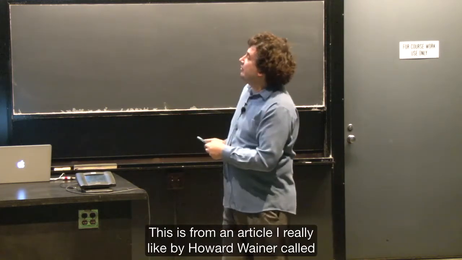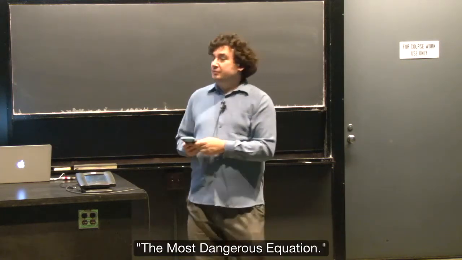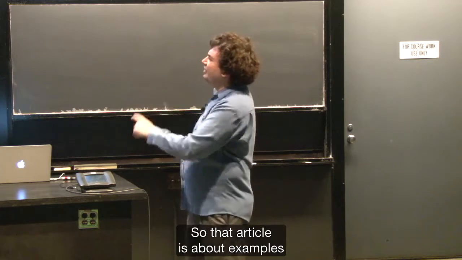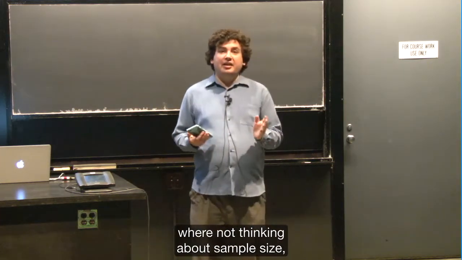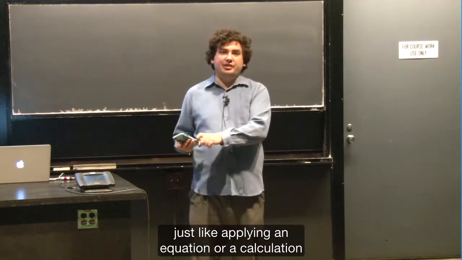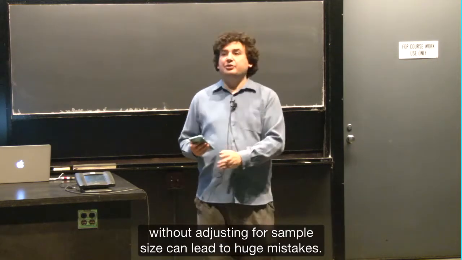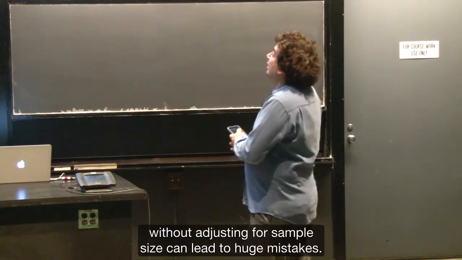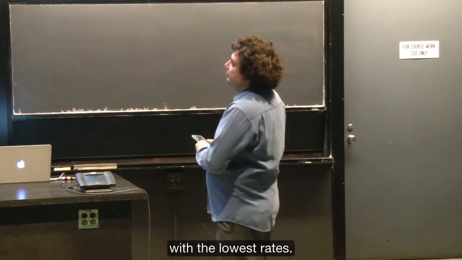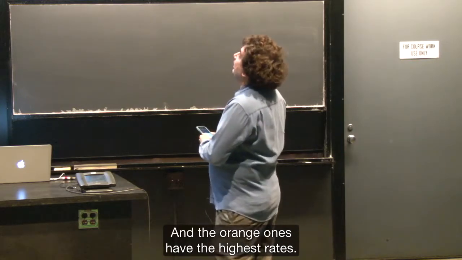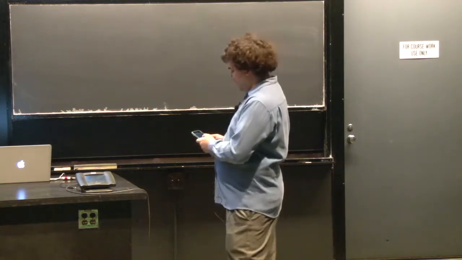This is from an article I really like by Howard Wainer called The Most Dangerous Equation. That article is about examples where not thinking about sample size, just applying an equation or a calculation without adjusting for sample size, can lead to huge mistakes. So the blue ones are the counties with the lowest rates, and the orange ones have the highest rates, and they're actually not too different.